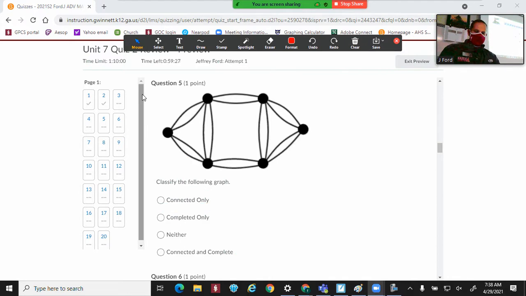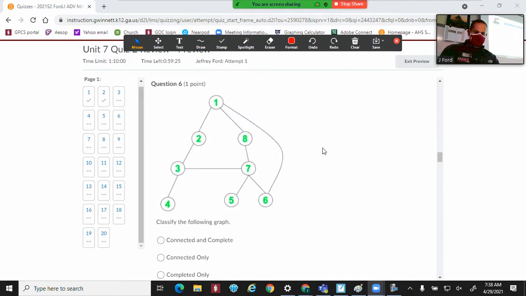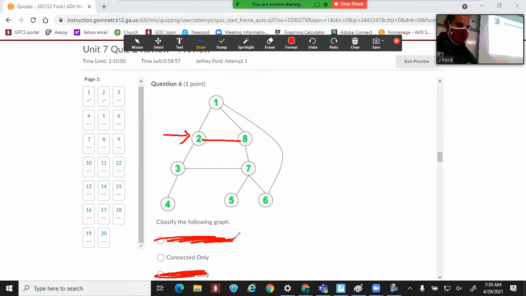Question number 6. Classify the following graph. Again, I'm just focusing in on one vertex, vertex 2, just because that's where my eyes went. I can see right then and there that 2 is not connected to 8. Because of that, I know it is not a complete graph. So it's not going to be connected and complete. It's either going to be connected only or neither.